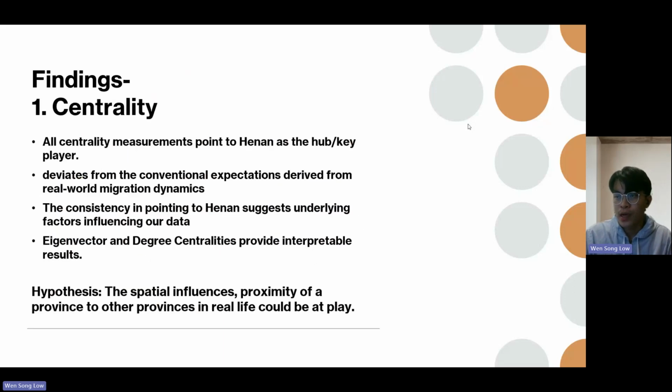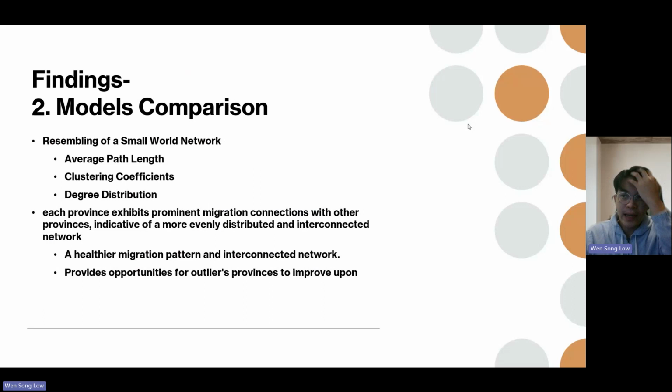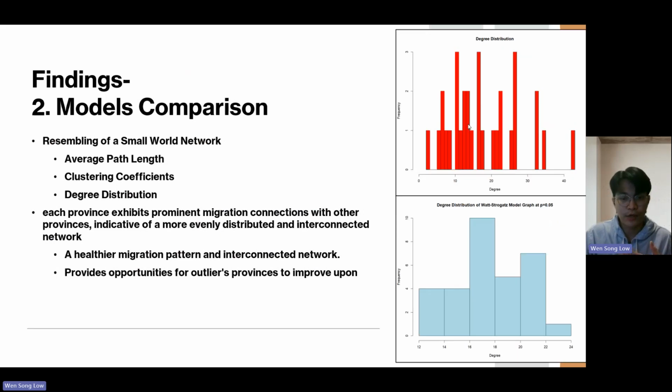In my second finding, I compared my network using three metrics: the average path length, clustering coefficient, and degree distribution. I find that my network resembles a small world network. Essentially, this implies that my network has a relatively healthy migration pattern, because a small world network has a binomial degree distribution, as you can see from my result here.